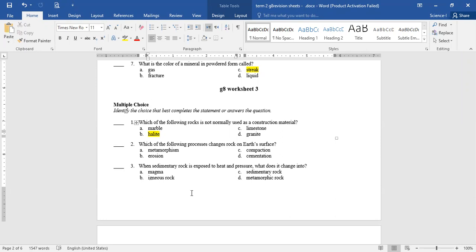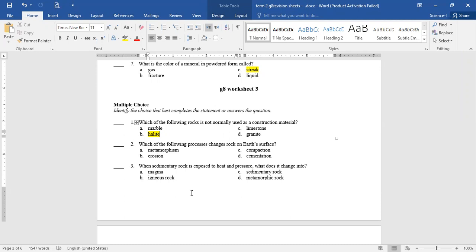Okay, marble is a metamorphic rock. Limestone is a sedimentary rock, but actually it is solid enough to be used in making buildings and constructions. We know that the rocks which built the pyramids are actually made of limestone. Granite, of course, is an igneous rock which is very, very solid and it's used for construction purposes.